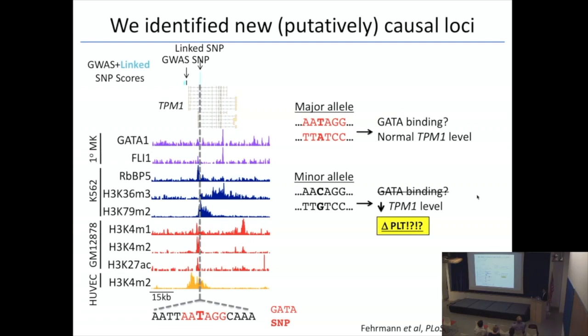It's a little hard to see here, but there is a small amount of evidence for GATA occupancy at this particular site. So again, it gives us at least a functional hypothesis to test. Maybe it's this gene, maybe it's this GATA occupancy site, maybe that disrupts platelet biology. And the nice thing about studying blood cell related traits is that you can actually do that, right?